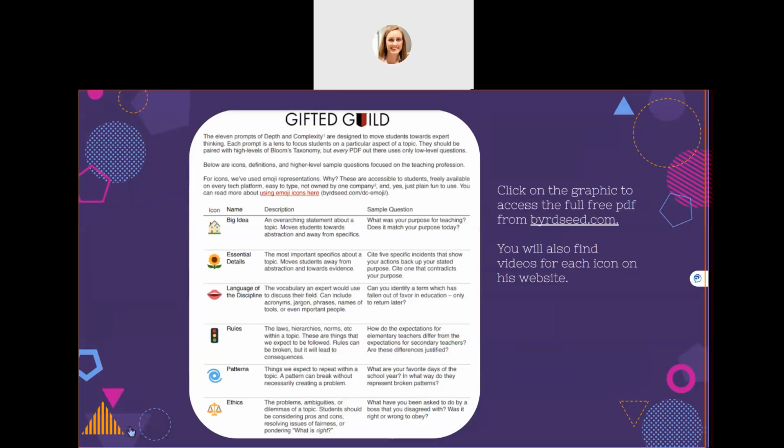Birdseed.com has a wealth of information on depth and complexity. You may grab a copy of this PDF from his website, which is linked here. This PDF gives examples of appropriate questions to ask for each of the icons. You will be able to grab a copy of the slides for viewing, and you'll be able to link to all of the activities and resources in this presentation at the end.